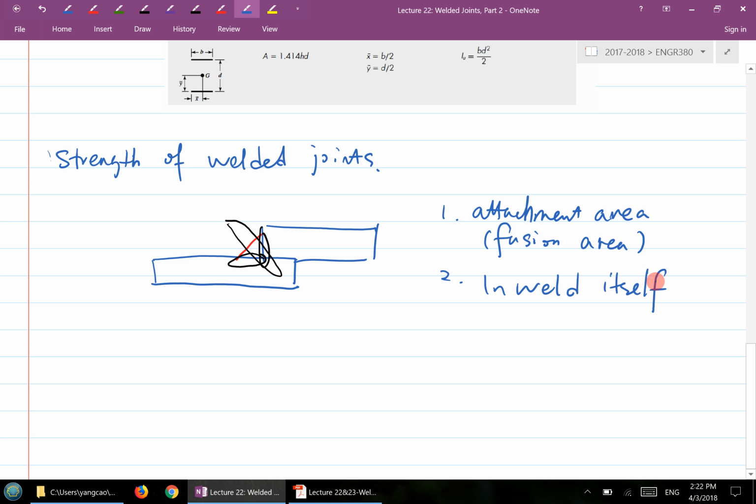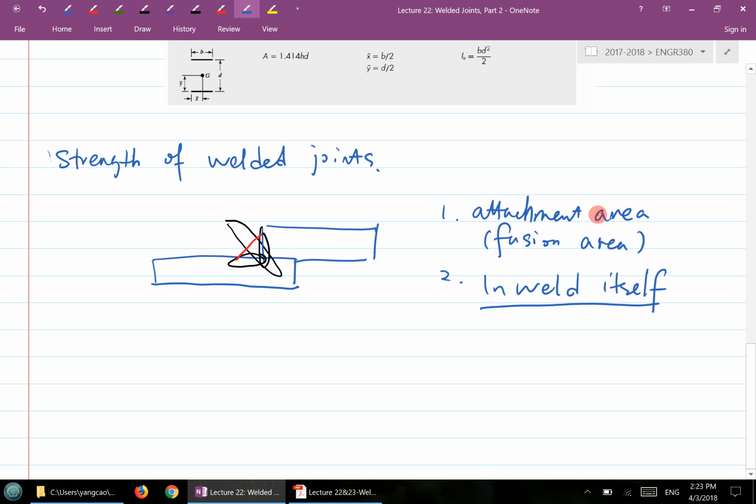Classically, if you look at some of the textbook examples, when you're talking about in the weld itself, what it really means is just the welding material, because in the weld here, it's mostly the filler material or the electrode, right? So that's your electrode where you do the welding. And the attachment area is where you have the molten metal, which is a combination or coalescence of the base metal and the filler material. So that's what this means here.